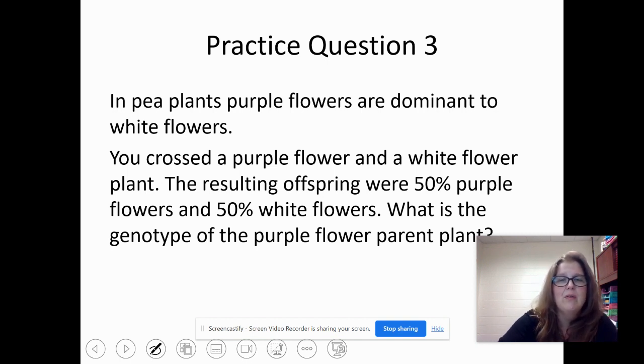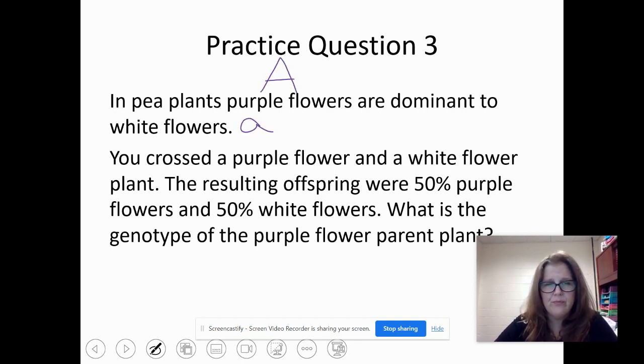So again, we're still doing purple is dominant, so big A to little a for the white flowers. So you crossed a purple and a white flower plant. The resulting offspring were 50% purple and 50% white flowers. What is the genotype of the purple flower plant?